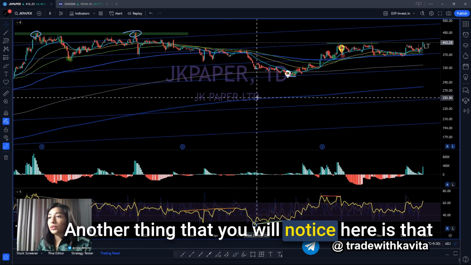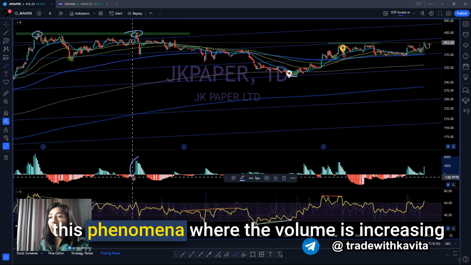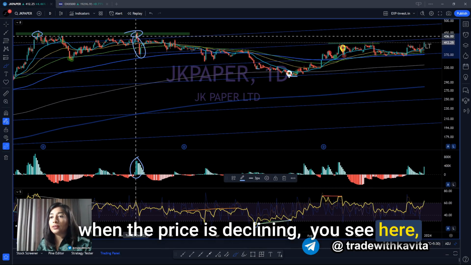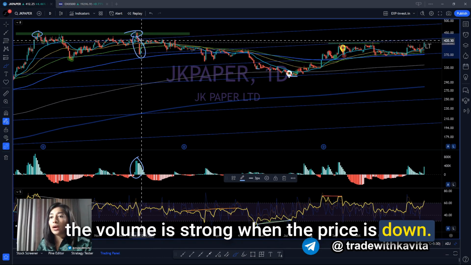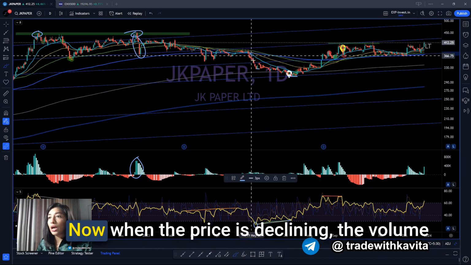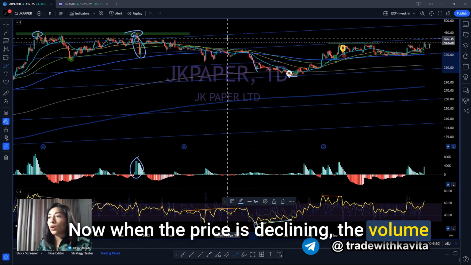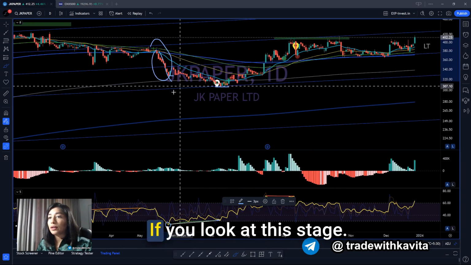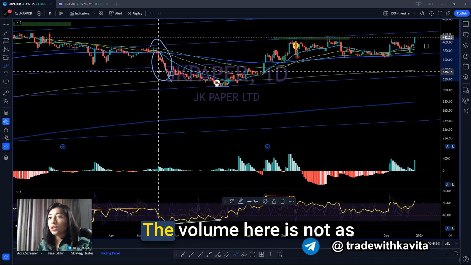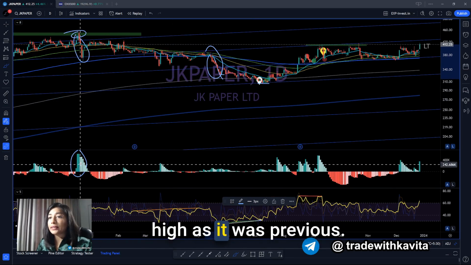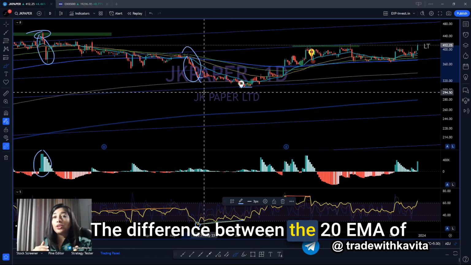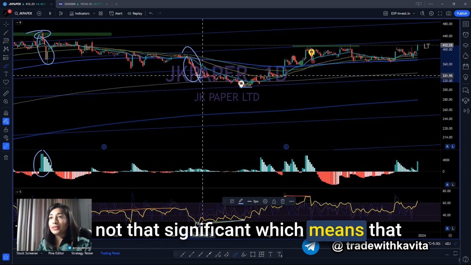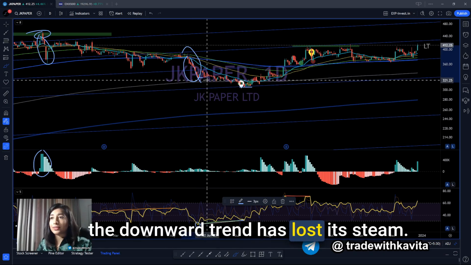Another thing that you will notice here is this phenomenon where the volume is increasing when the price is declining. You see here, the volume is strong when the price is down. This phenomenon has changed. Now, when the price is declining, the volume is not increasing as fast as it was earlier. If you look at this stage, the volume here is not as high as it was previously. The difference between the 20 EMA of volume and the 100 EMA of volume is not that significant, which means that the downward trend has lost its steam.